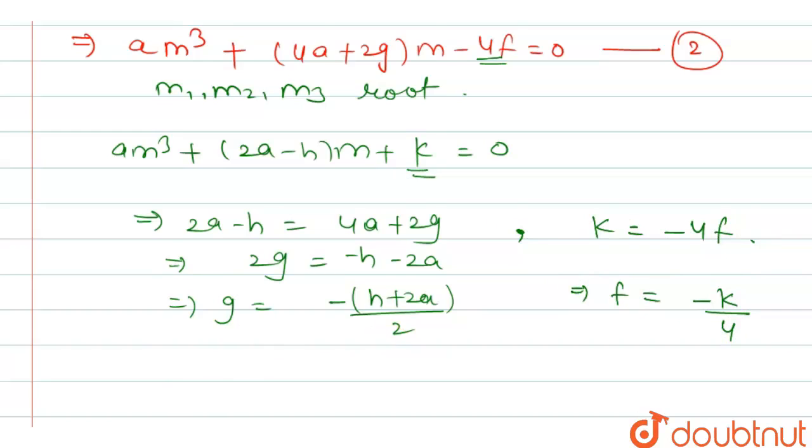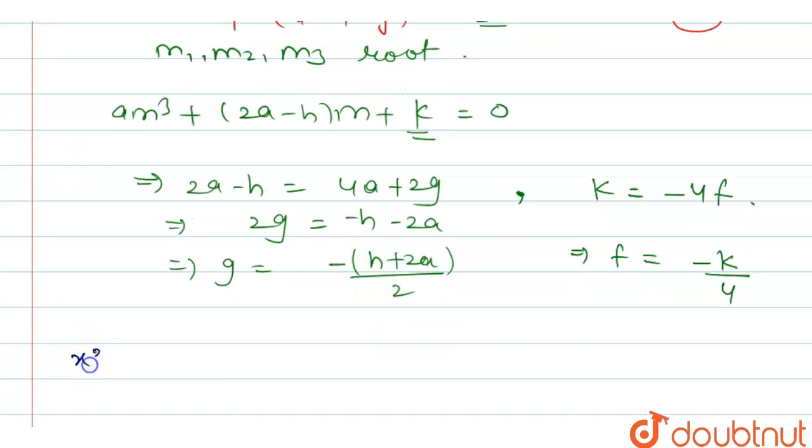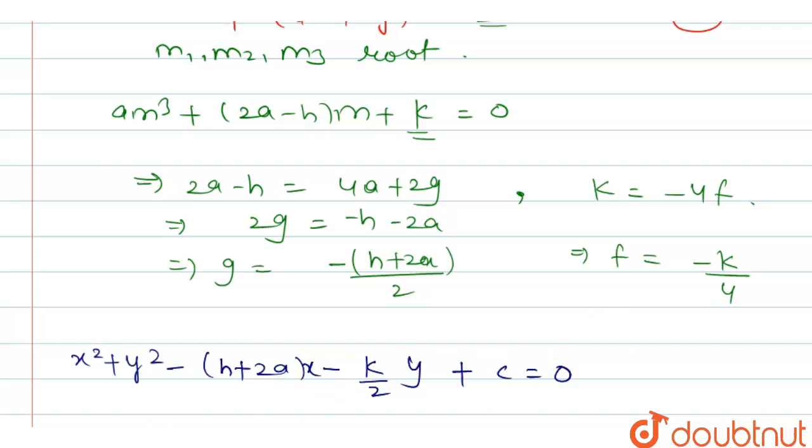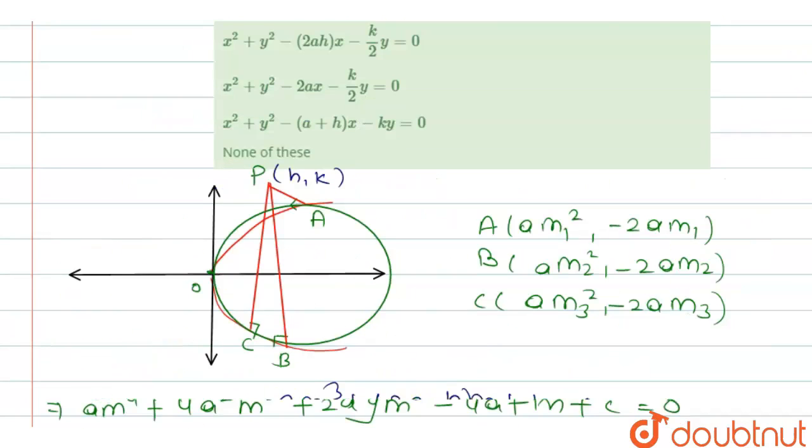By substituting the values in the equation of circle, we get x square plus y square plus 2gx plus 2fy plus c equals 0. Here 2gx gives minus (h plus 2a) x, since the 2 is cancelled out, and 2fy gives minus k by 2 into y. Since earlier we got c equals 0, here is our final equation: x square plus y square minus (h plus 2a) into x minus k by 2 into y equals 0. So this is the equation of the circle.